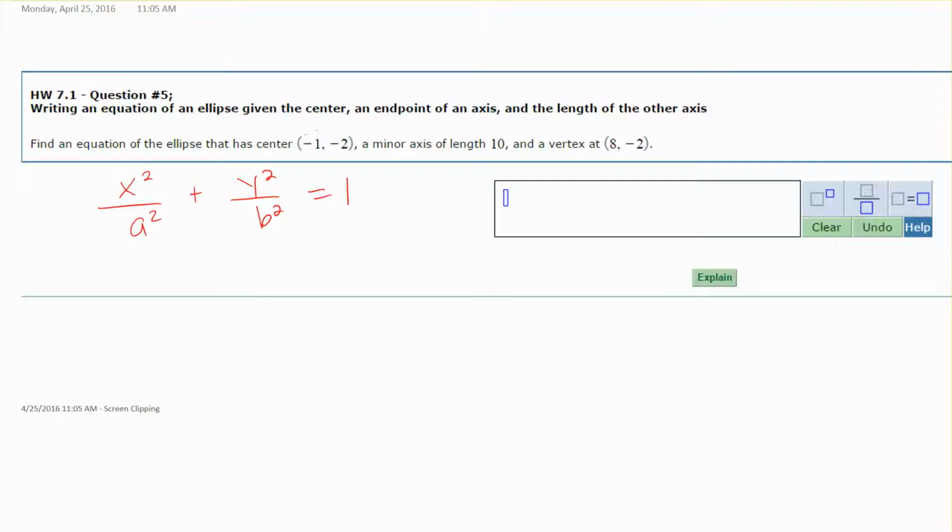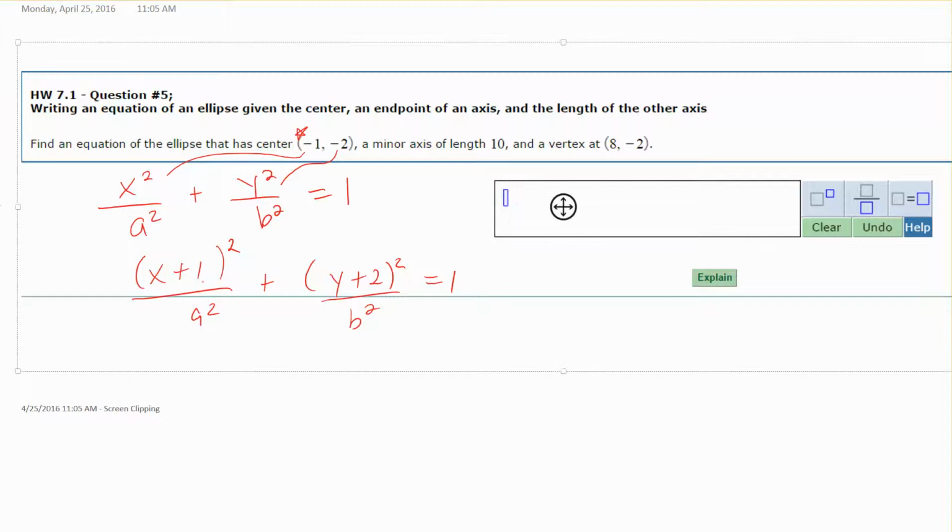If you have a center that is not at the origin, then you need to adjust your x and your y to show those movements. So that looks like this: x plus 1 squared over a squared plus y plus 2 squared over b squared equals 1. So the center goes in the numerators. Notice that you square on the outside and you change the sign as you put those numbers in with x and with y.